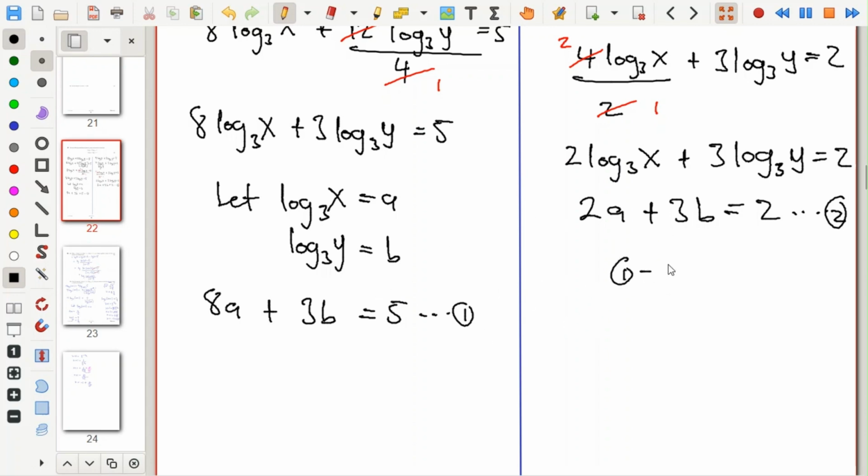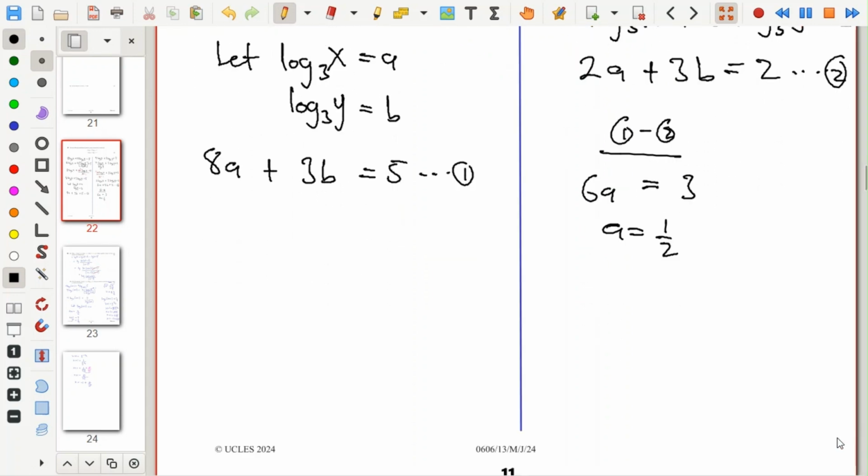So now let me solve this and this simultaneously. I want to subtract them. That'll give me 6a is equal to 3. So a is equal to 3 over 6, which is the same as 1 over 2. And if I know a, I can find b. What will b be?